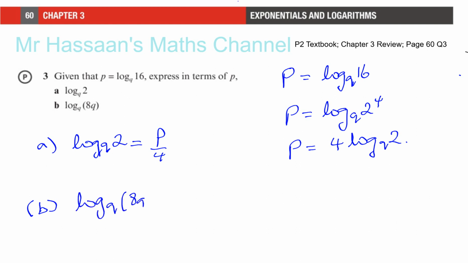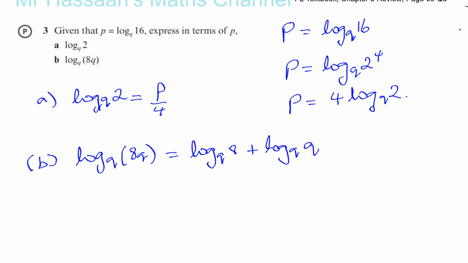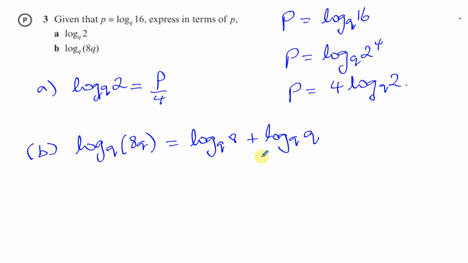Now, what I can do here is I can split this up into 2 parts. Because this is a multiplication, you can split it up into a sum. So this is log to the base q of 8 plus log to the base q of q. Now we know that log to the base of something of itself is equal to 1. So this is the same as log to the base q of 8 plus 1.